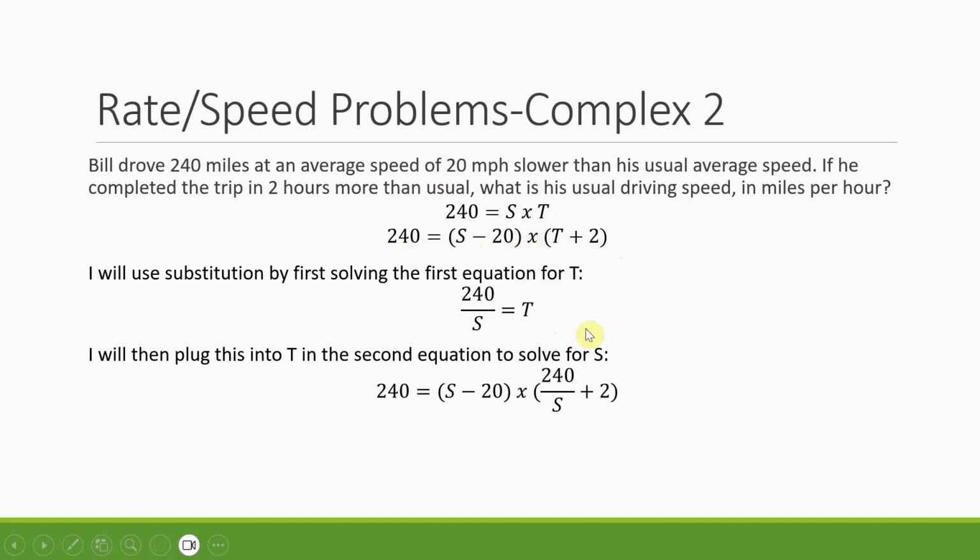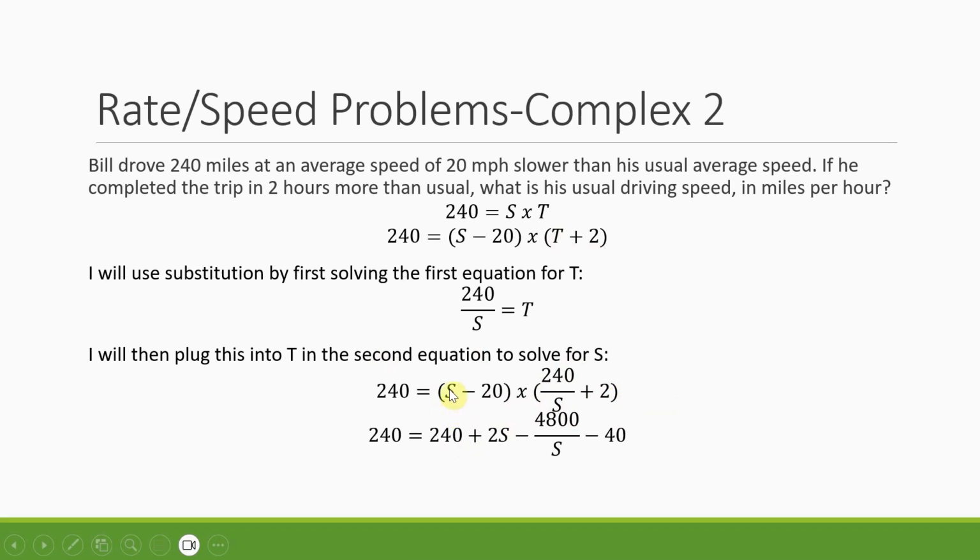So here it is, this equation again, but instead of t, I have 240 divided by s. And now I only have s's in one equation, and I can solve for s. So I do have two different polynomials being multiplied, so this now could go to that factor and FOIL video that you could watch if you haven't seen it yet, because I'm going to have to FOIL these.